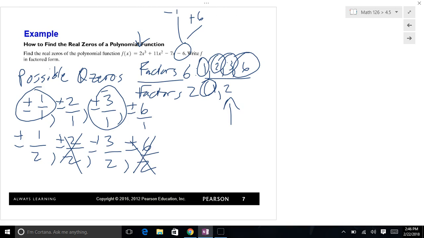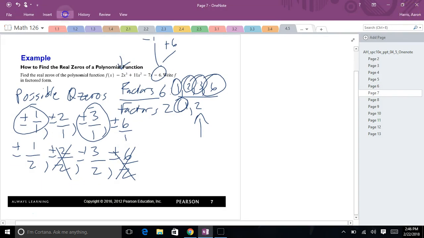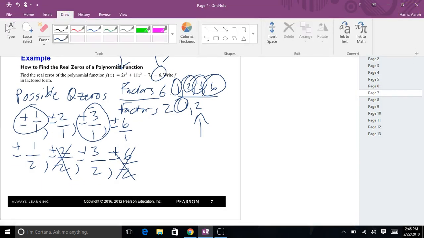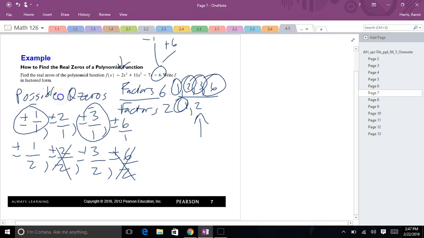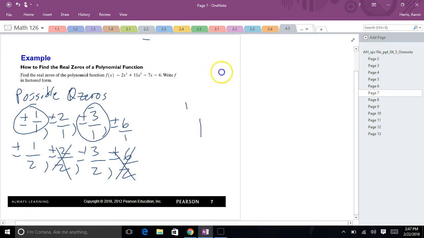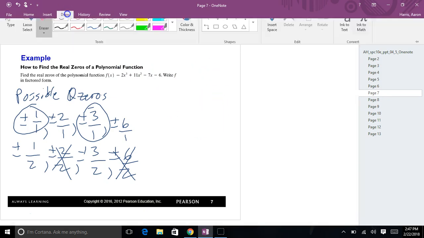And we're going to use those possible zeros so that we can factor this thing using our division algorithm and the factor theorem. So let me erase a little bit of this so I have a little bit of room. Keep in mind your possible zeros there. Okay, we're going to try those one at a time here.